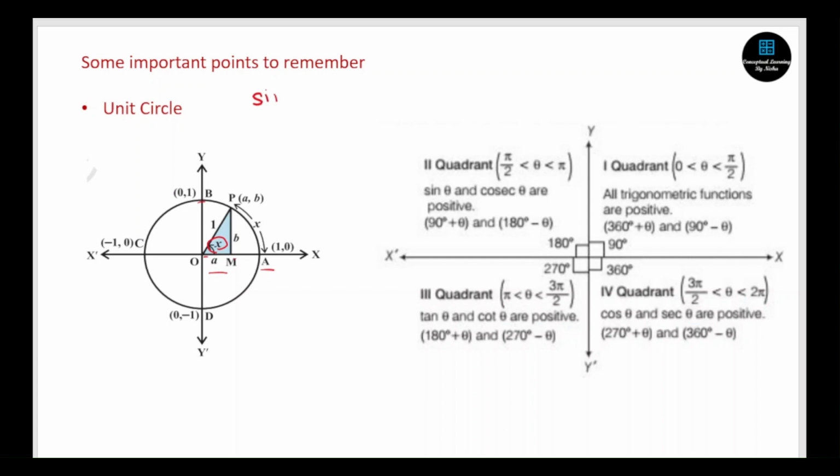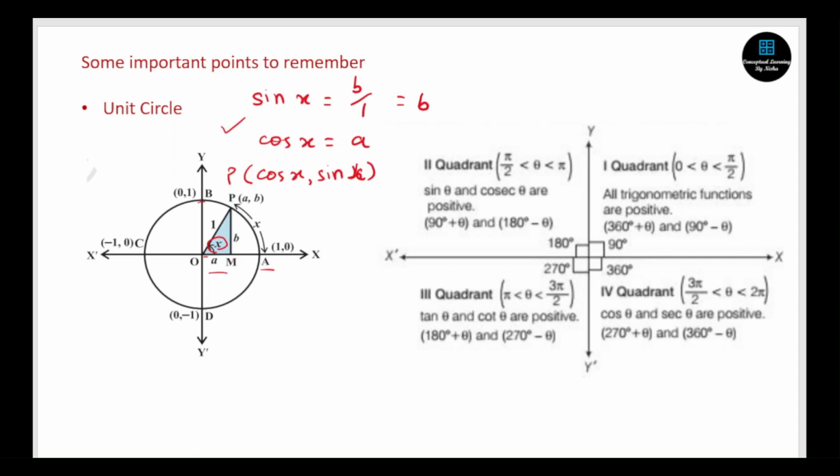So what I can say, sine x is nothing but b over 1, which is b. Then cos x is equal to adjacent base to hypotenuse, so I'll get a for this. Now we already know that sine square x plus cos square x is 1. So I can apply the Pythagoras and verify this. So basically A and B. The point P, coordinates are A, B, and I can give this as cos x, sin x. So remember this is cos comma sine.